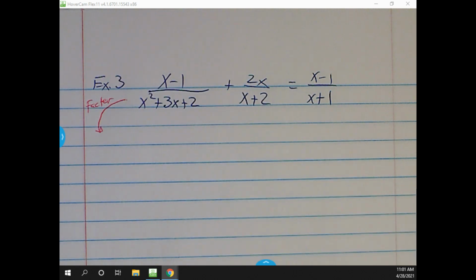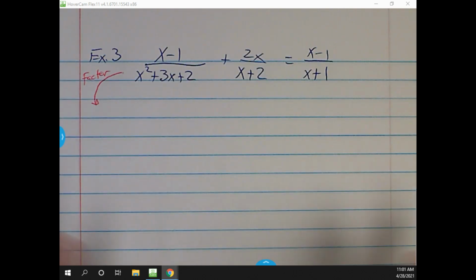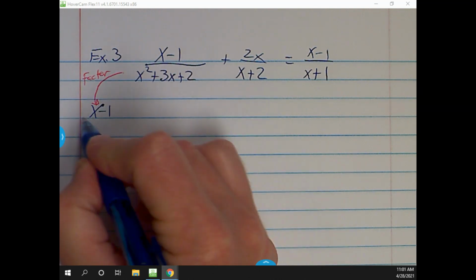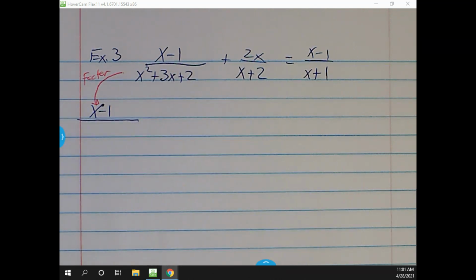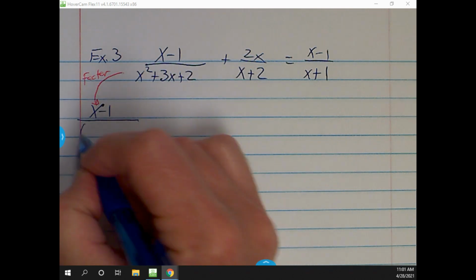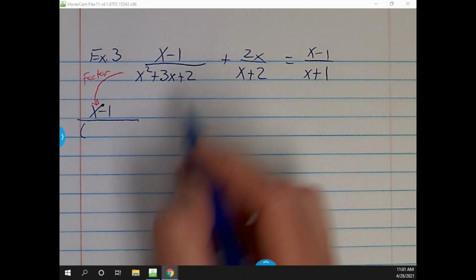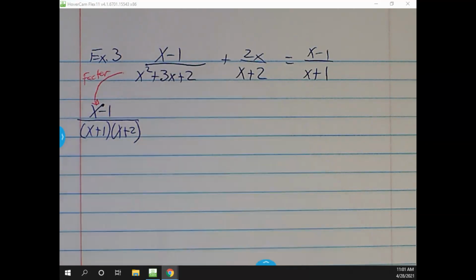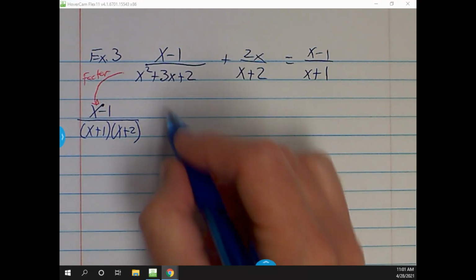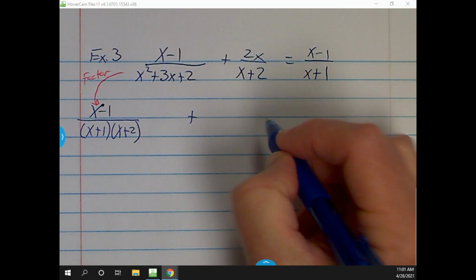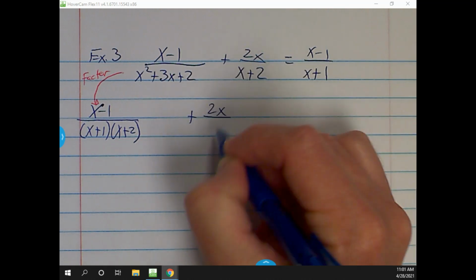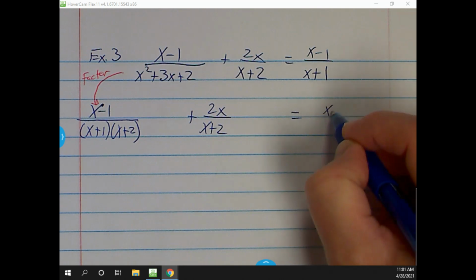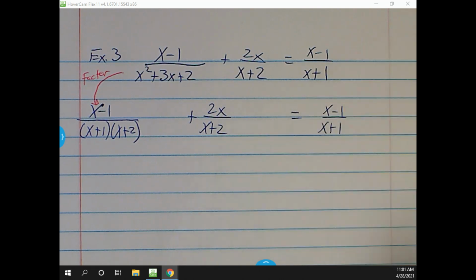Okay, now here's what we're going to do. To save a little bit of time when we do these, we're going to spread these out as much as we can. We're going to make this x minus 1 here. And the factoring should be really easy. It's not going to be super complicated. This one, the only factors of 2 are 1 and 2. And again, leave a little bit of room here because we're going to spread these things out a little bit. Then we've got 2x over x plus 2 equals x minus 1 over x plus 1.